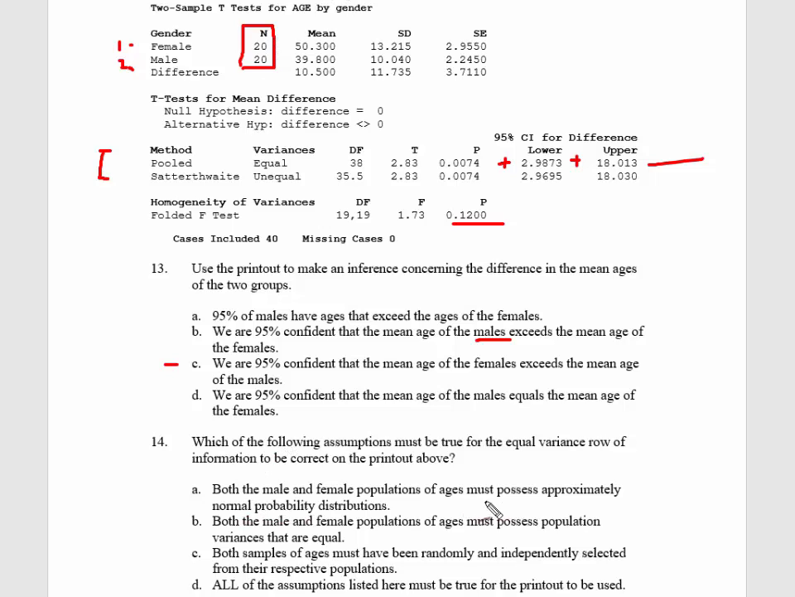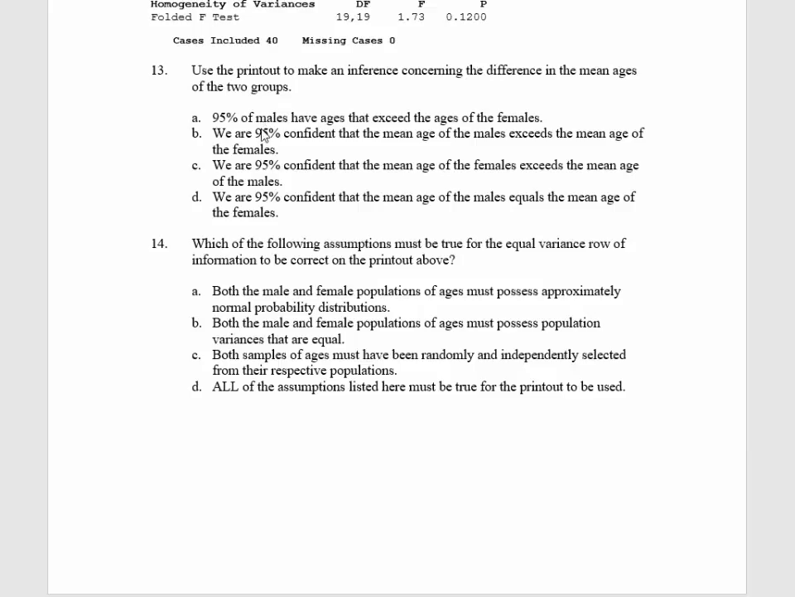So let's see. There's the normal assumption in part A. We have equal variances in part B. We have random and independent. Yeah, we need all that stuff. Answer D is the correct answer for the assumptions. Keeping the assumptions straight is probably one of your more challenging problems at this point in the semester. All right, so let's go and move on.